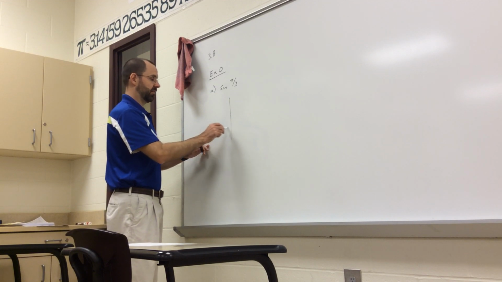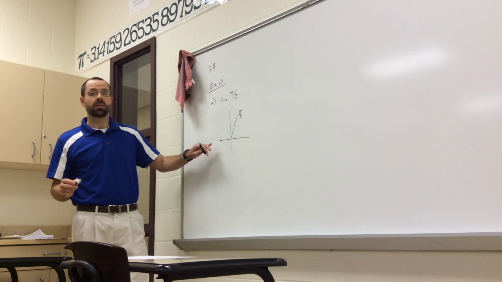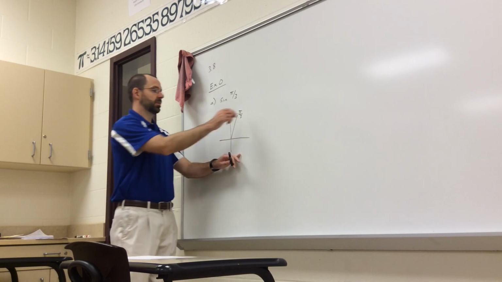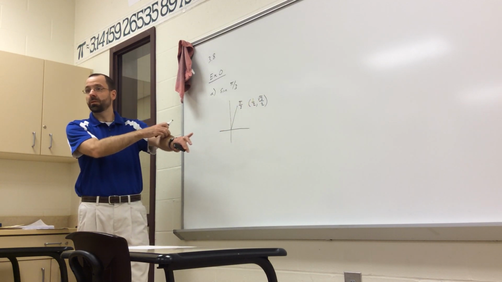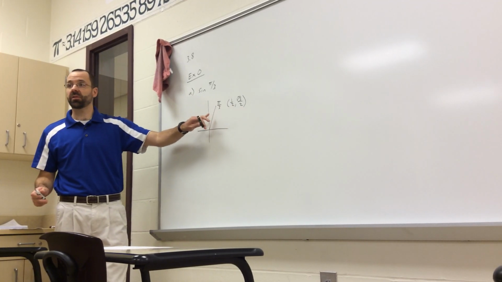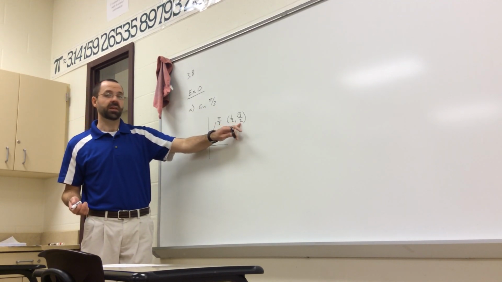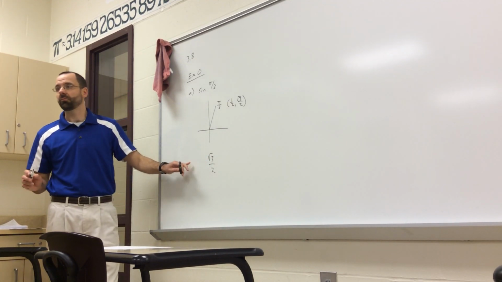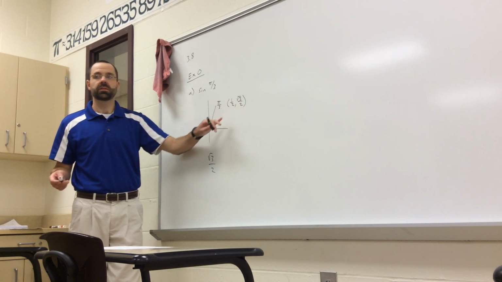So on the unit circle, pi over 3 is here. And the terminal point is 1/2, root 3 over 2. So you just have to know that this is the point that goes with pi over 3. And then, of course, the sine is the y value. So that means the sine of pi over 3 is root 3 over 2. Okay, so that's just reviewing the unit circle there. Sine is the y value.